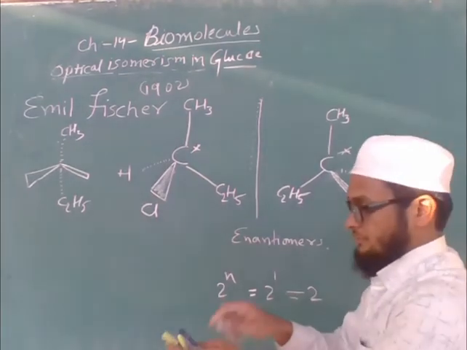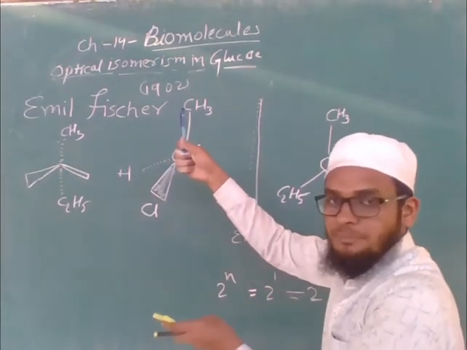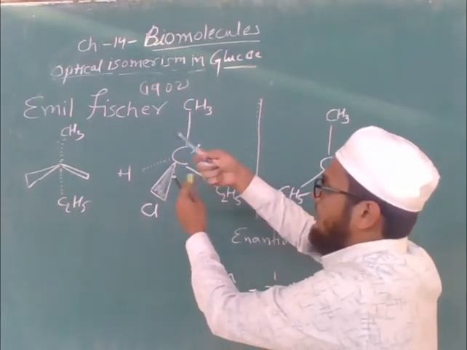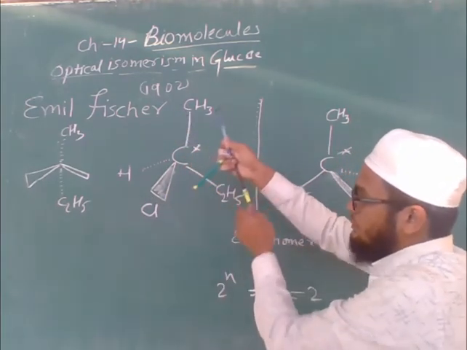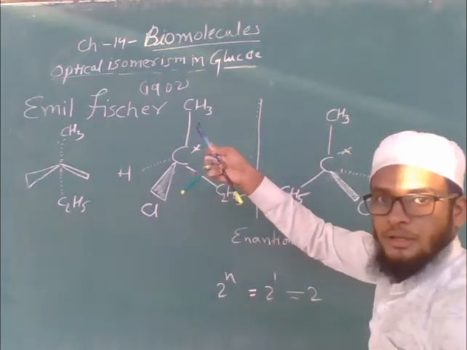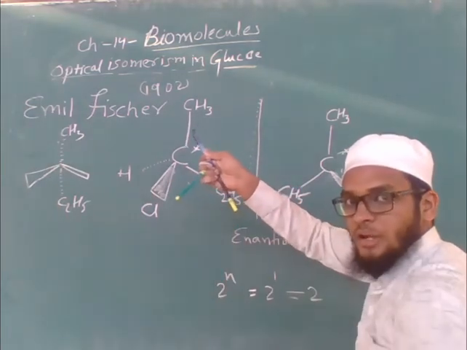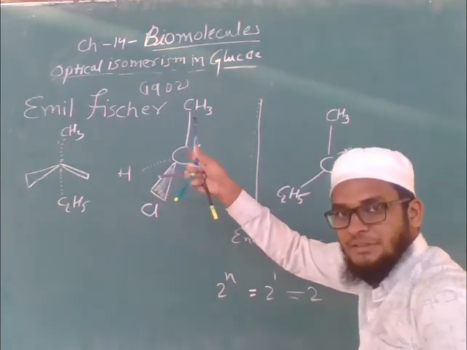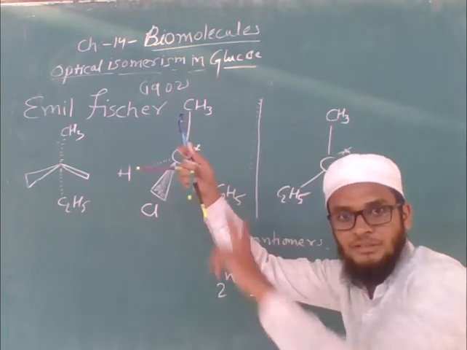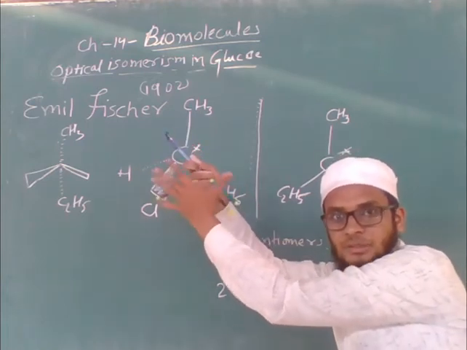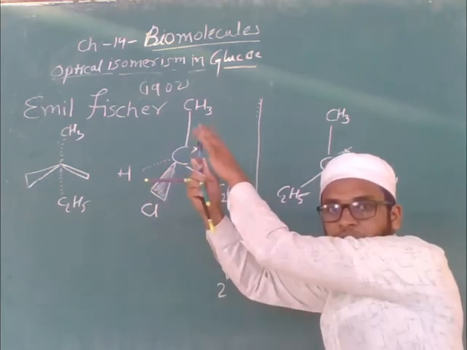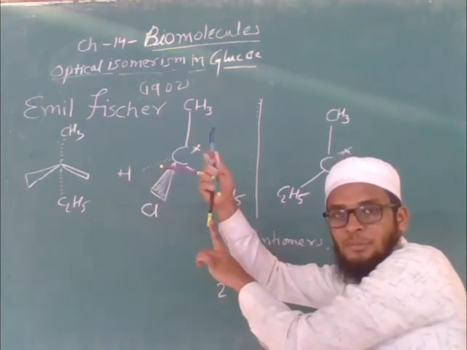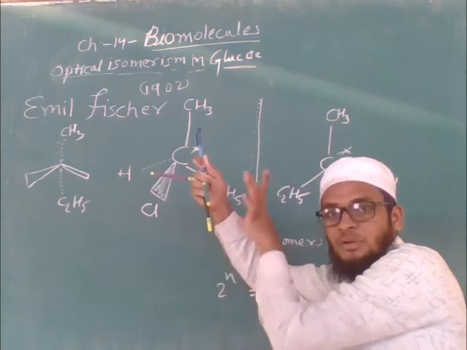Look at this. This one is my methyl group. This one is hydrogen. This is chlorine. And this one is the ethyl group. Can you see this? Okay. I am changing this like this. These two are coming towards you. These two are coming towards you. And of these two, one above and one below, they are going away from the viewer.